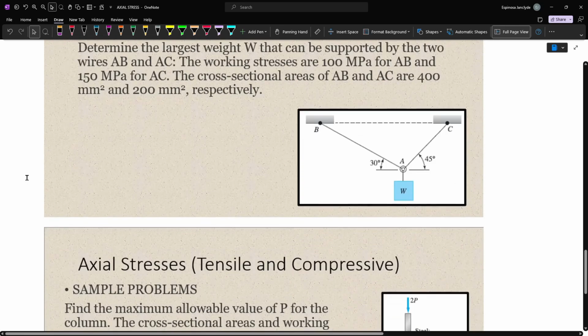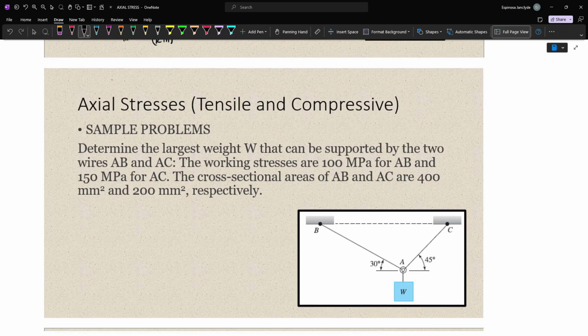The next problem we have will deal with a little bit of statics and algebra. However, I will be showing you how you can solve this problem efficiently using a calculator technique. So, in this situation, we have to determine the largest weight W that can be supported by the two wires AB and AC. The allowable or working stresses are given, which is 100 MPa for AB and 150 MPa for AC. The cross-sectional areas also vary between the two wires. AB has a cross-sectional area of 400 mm squared, while AC has a cross-sectional area of 200 mm squared.